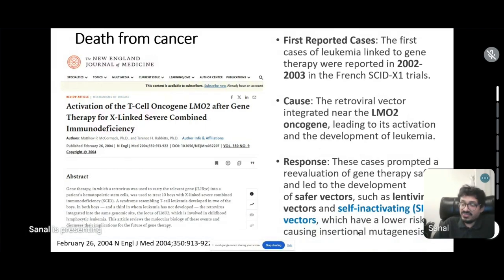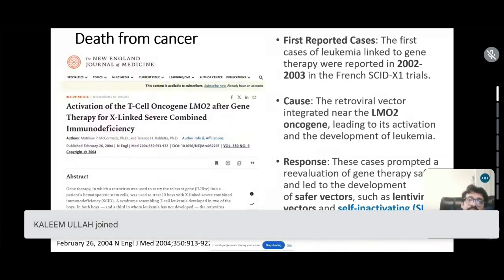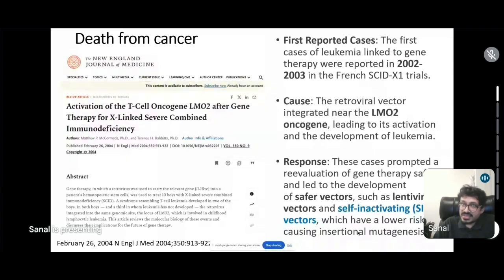So if the integration is near a proto-oncogene, probably the lentiviral integration may trigger the oncogene. Exactly this happened in few cases. The first case of leukemia linked to a gene therapy was reported in 2002-2003 in the French SCID trials. SCID means severe combined immunodeficiency, the same disease which I was describing to you. The cause was a retrovirus integrated near the LMO2 oncogene, leading to its activation and development of leukemia.